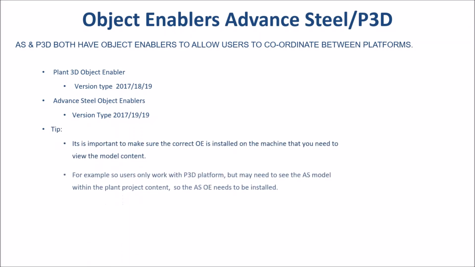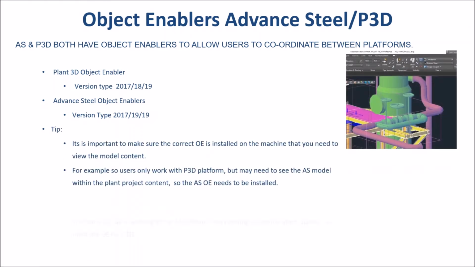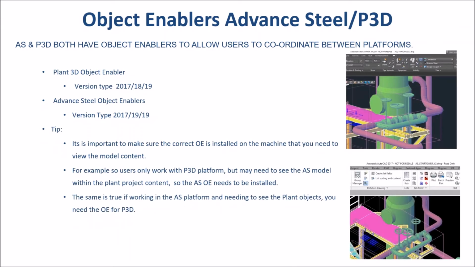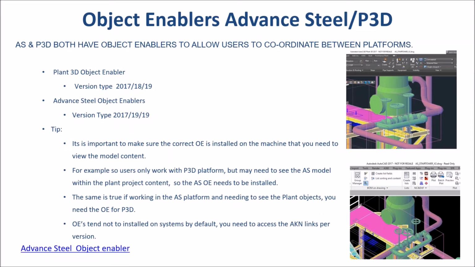They've been around for Advanced Steel, I think 2016 it came in, so I've only gone back to 17 at the moment. But what you can do, if you're working within a company, is use the object enabler. So maybe you've got a limited number of licenses, someone's a specialist in Advanced Steel, another detailer is a specialist in Plant, but the two guys want to work together, they want to see each other's details. So obviously installing the appropriate object enabler on the corresponding machine will facilitate that.